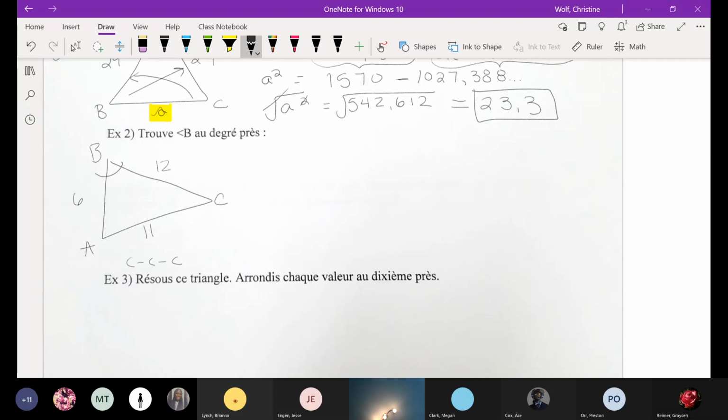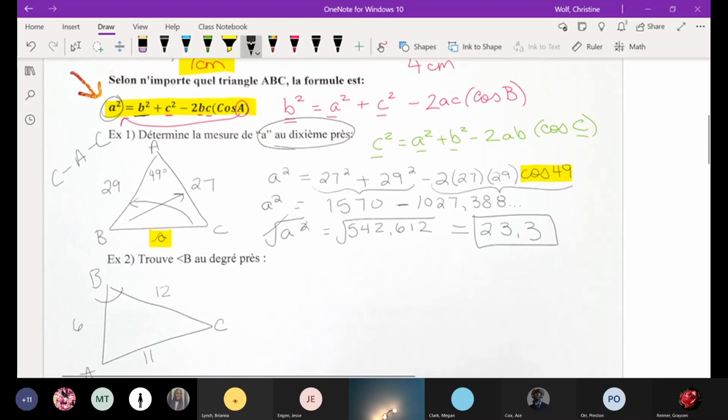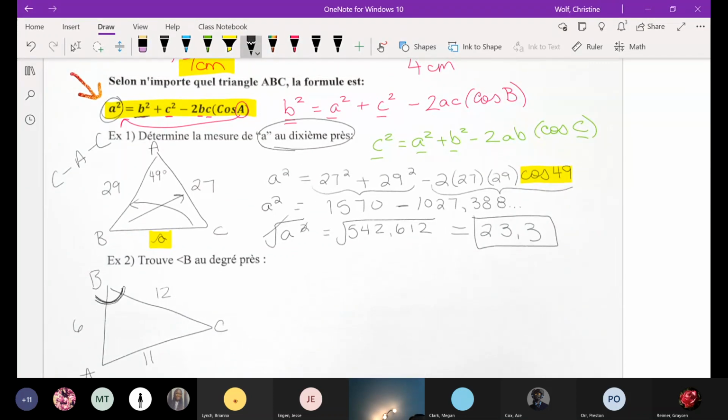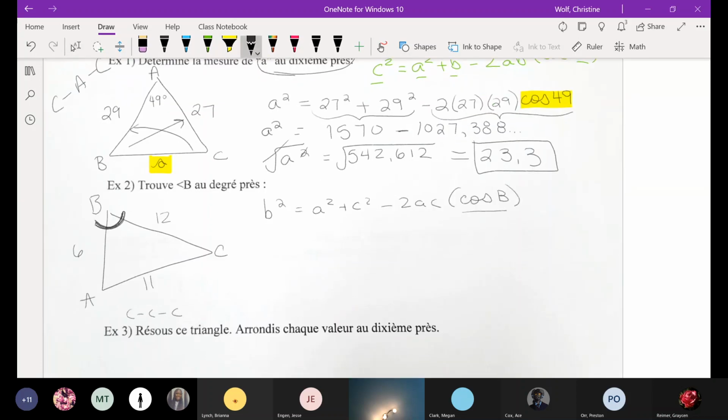OK, so I'm going to go back up here to the formulas. So parce que je cherche un angle B, moi, j'allais choisir celui-ci, the one that contains angle B in it. OK? So la formule que j'allais utiliser, c'est celui-ci. I'll just quickly write it down so I can scroll down again. Okay, so again, because I'm looking for angle B, I'm going to choose the one that contains angle B.